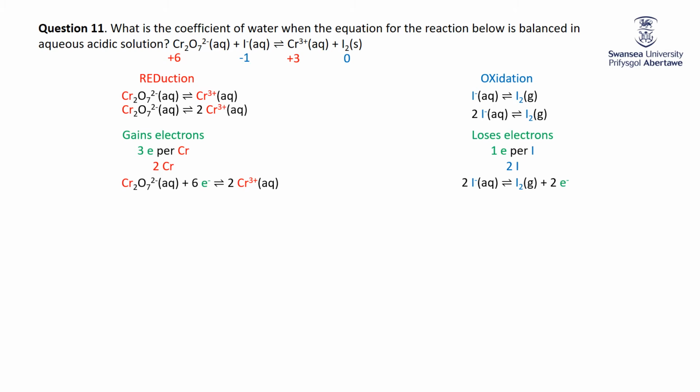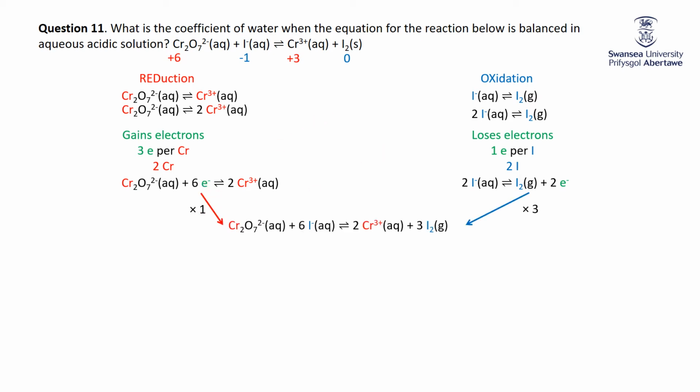So now we put these together before we continue on. We've got 6 electrons, we've got 2 electrons, we've got to manipulate these so they balance out. How do we turn 2 into 6? We multiply it by 3. And of course, how do we turn 6 into 6? We multiply it by 1.